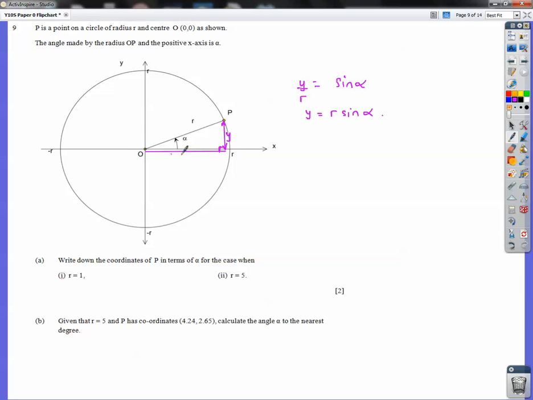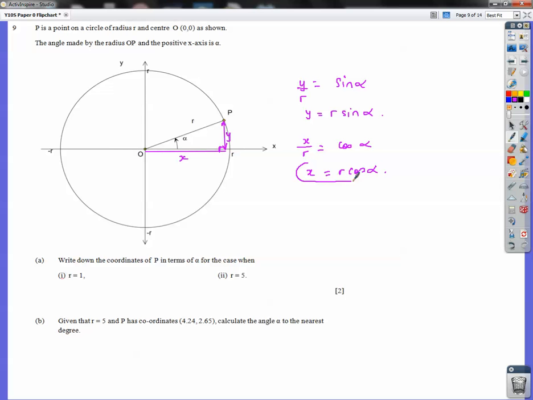Similarly, if we want the x-coordinate of P, well, the x-coordinate of P is this distance here, and relative to this angle alpha, x is the adjacent side within this triangle, and r is the hypotenuse. So we're using adjacent over hypotenuse. So x divided by r is equal to the cosine of angle alpha, or cos alpha. And if we multiply both sides by r here, we get x equals r cos alpha.